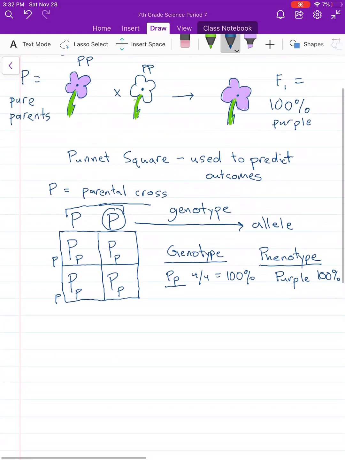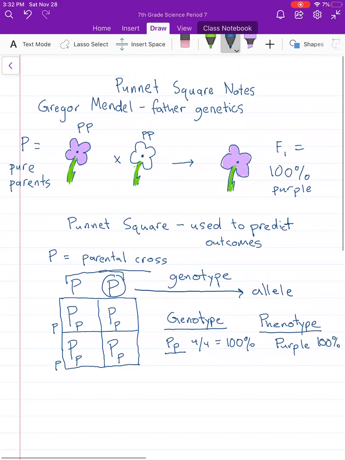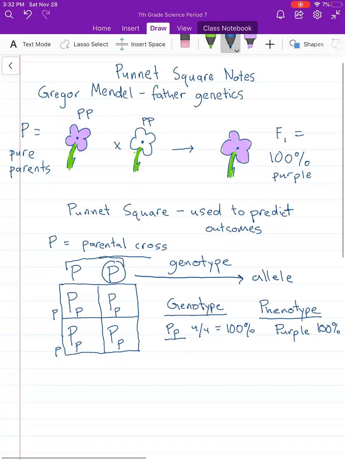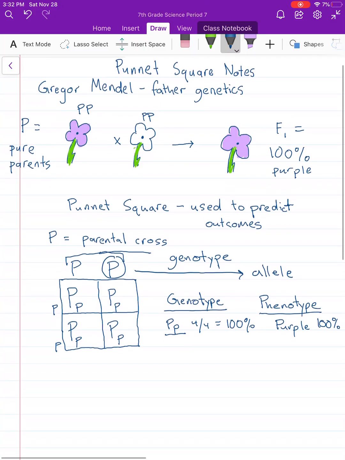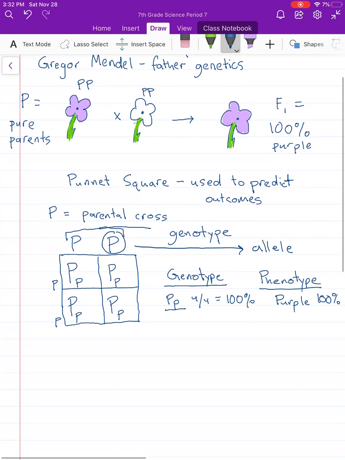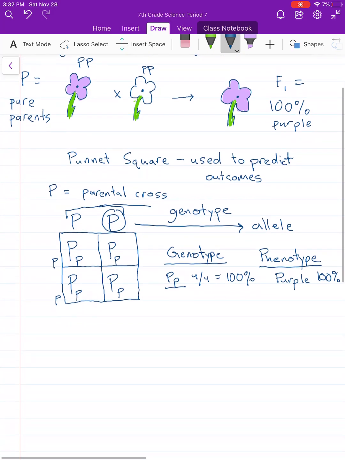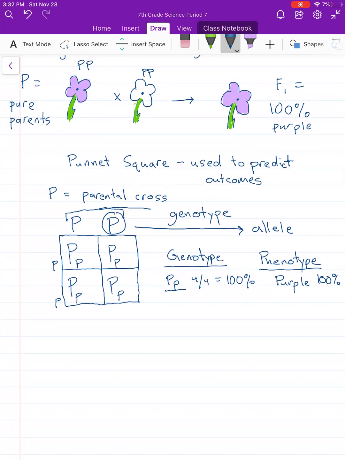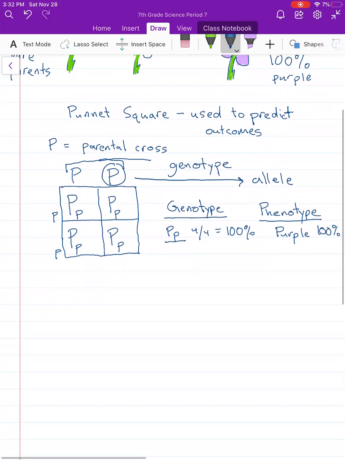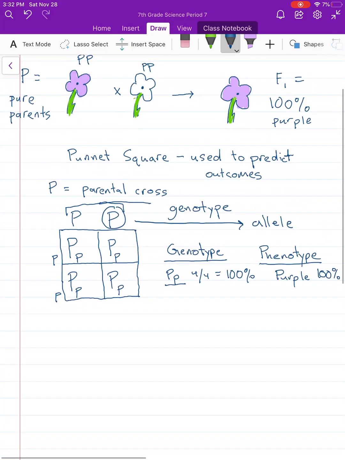Okay, let's keep on going. Typically when I get this far on my page, if it was actual notebook paper, I'd be out of room. But that's okay. If you need to go to your next page, that's fine. If you want to hang with me on this page, just know we're going to do another experiment here. So we're now going to take these purple right here and cross them together.